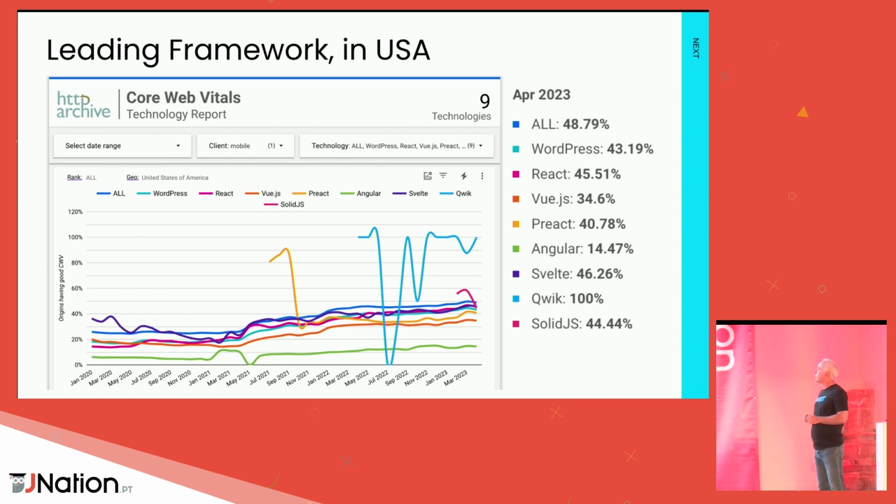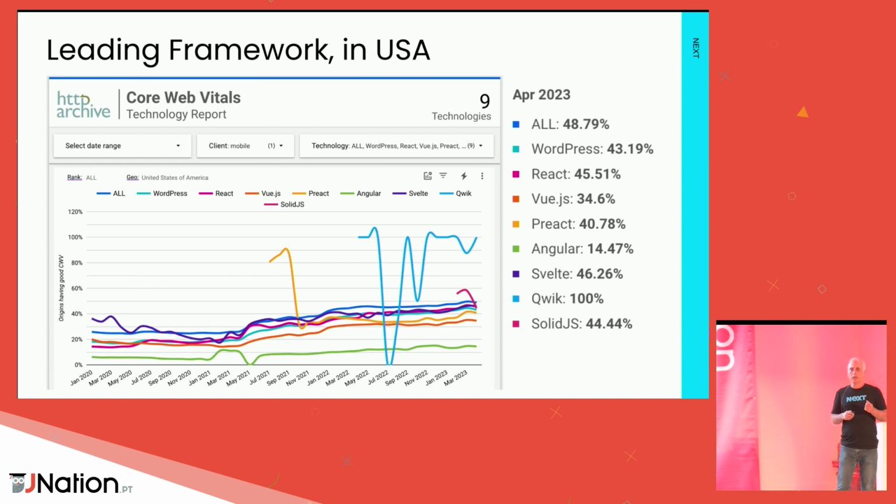But Quick is doing really well, but again, I think it's like 9 websites, something like that. So it's really low numbers. But we see that Angular remains really low.